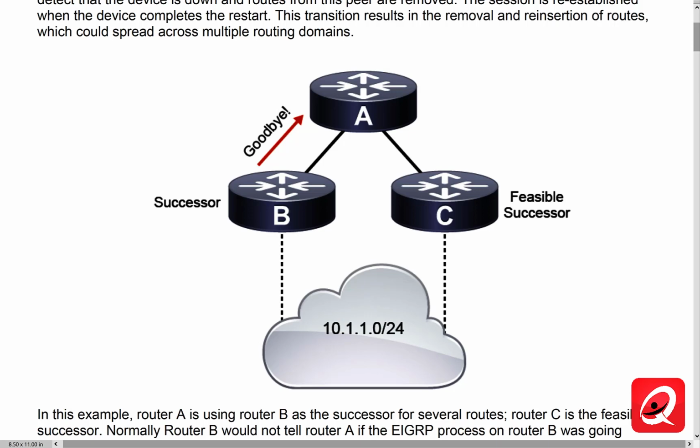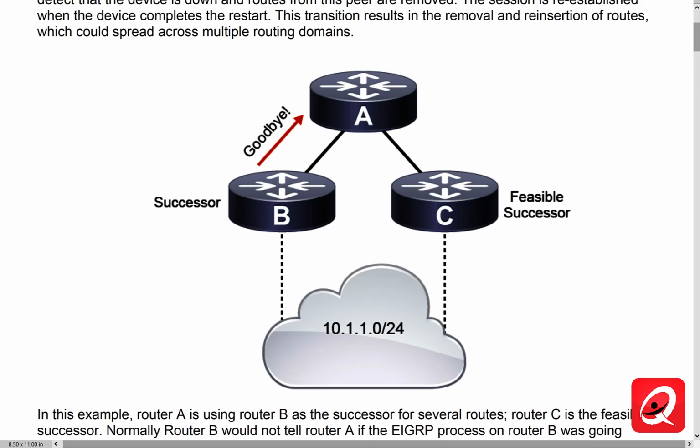EIGRP uses hold timers to decide when it is going to drop a neighbor, assuming we're not running BFD, which we just talked about. As long as you keep receiving hello packets, that hold timer is going to continue to reset. If you were to go to a router and do a show ip eigrp neighbor and refresh it again and again, you would see that the hold timer refreshes every single time you get a hello packet.